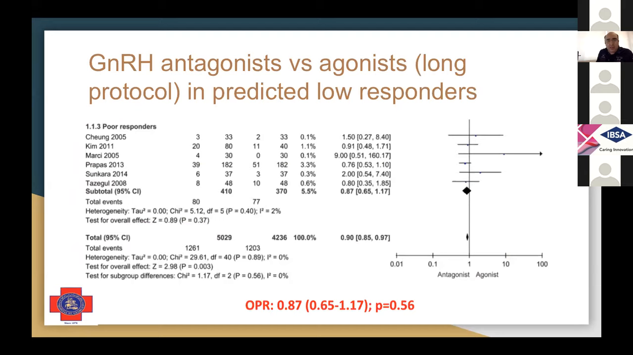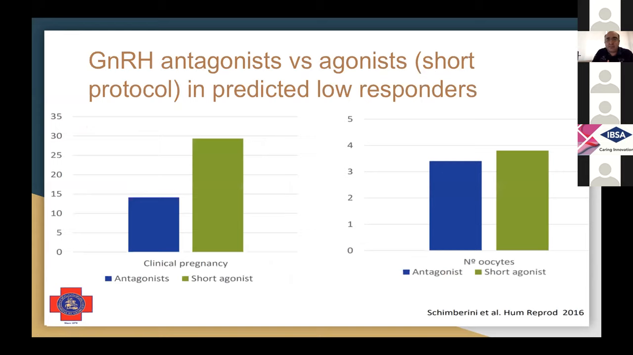GnRH antagonist versus agonist long protocol in low response. This study compared the long agonist versus antagonist protocol and showed that in poor responders, there is a higher ongoing pregnancy rate when using the GnRH antagonist. On the other hand, here, when you use the GnRH antagonist versus agonist short protocol in predicted low response, we can see that the short agonist protocol in the poor responder showed higher clinical pregnancy than the antagonist protocol.